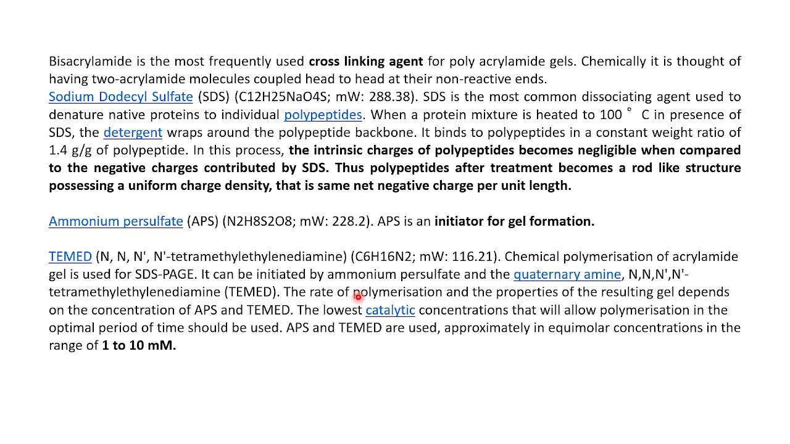Okay, so the other one is TEMED. So we have the initiator, that's APS. We have the TEMED. So that's used.